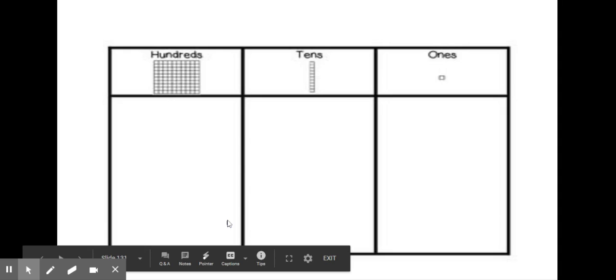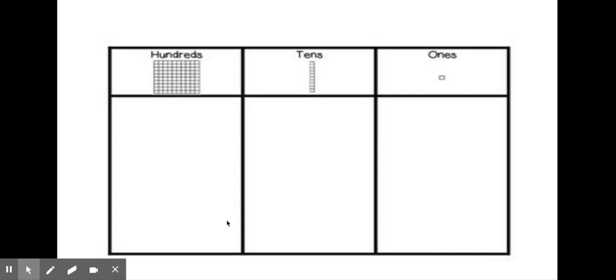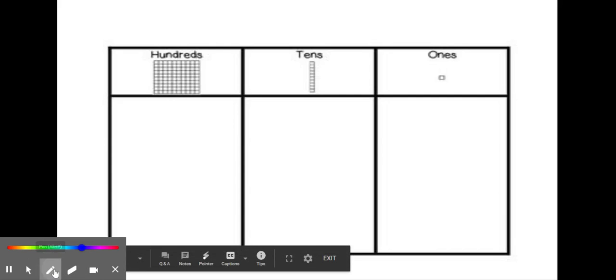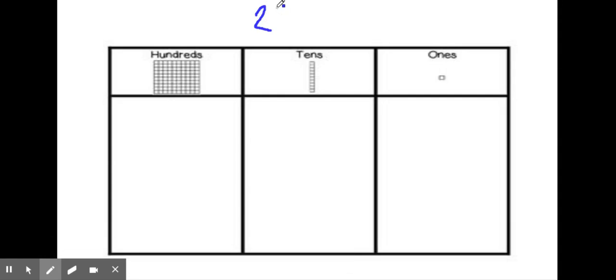Okay, so if I'm trying to represent a number using hundreds, tens, and ones, let's do a little review practice on that. So let's say my number is 222. That means I would draw two hundreds. I have two tens and two ones. That is how I would represent that number using hundreds, tens, and ones.